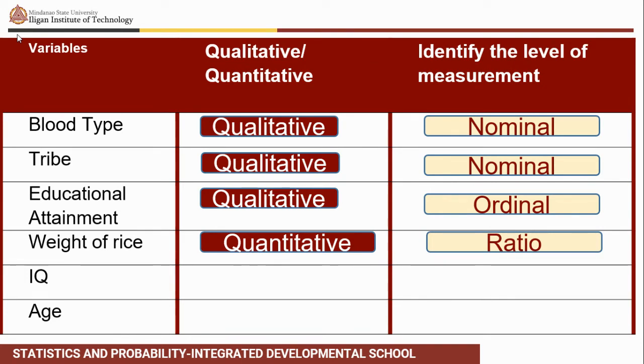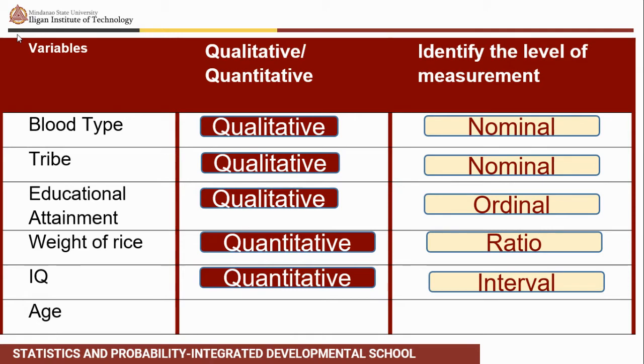For the IQ, we have 117, 110, we have 100, we have 89. So with the IQ, it is written in numerical form. So it is quantitative and it is interval level. Because if I would say IQ is 0, it doesn't mean that there is no knowledge a person has. It doesn't mean na wala talaga siyang knowledge. It means na meron siyang knowledge, it's just that at that time, maybe yung measurement, hindi talaga siya na-measure ng maayos, or maybe he was not feeling well at that time. And there are other possible reasons.